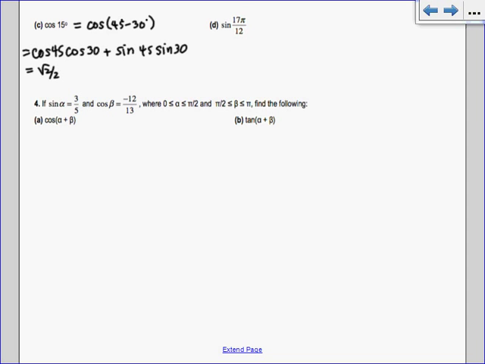So I get root 2 over 2 times cosine of 30 degrees, which is root 3 over 2, plus root 2 over 2 times sine of 30 degrees, which is 1/2. So we end up getting root 6 plus root 2 all over 2. Oh, not over 2, sorry, all over 4. I do that a lot. I always forget to multiply the denominator. So look back through and make sure I didn't do that on this video. You might get some bonus points. And then part D we actually did in example number 1, so we're going to skip that.